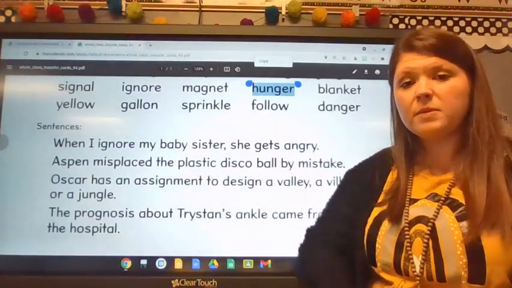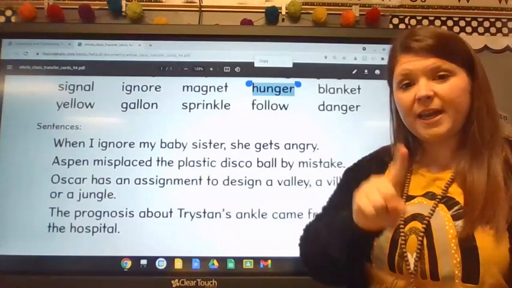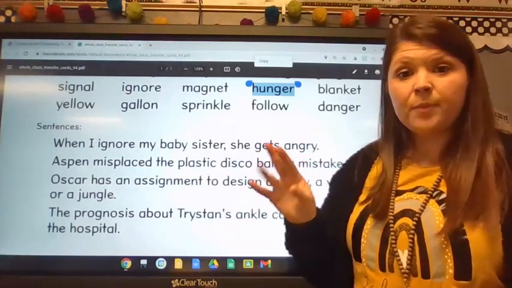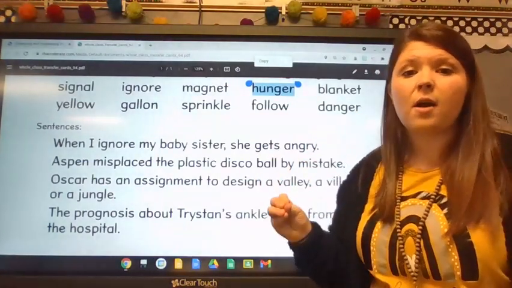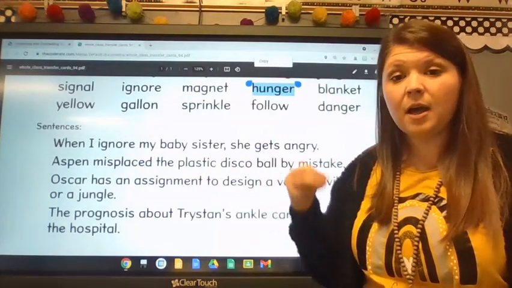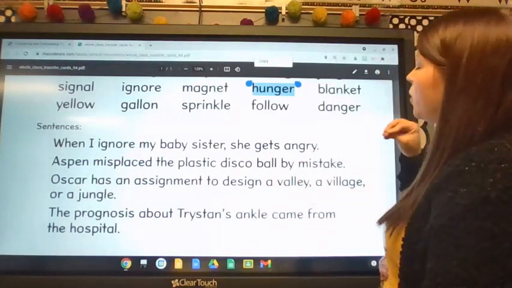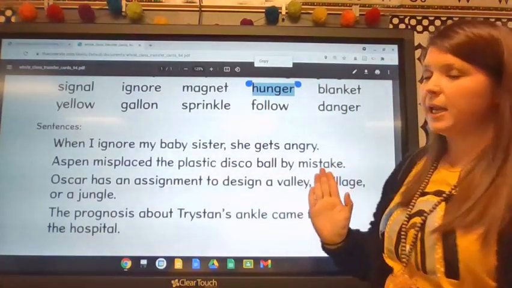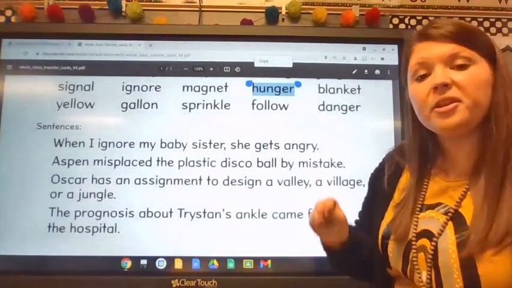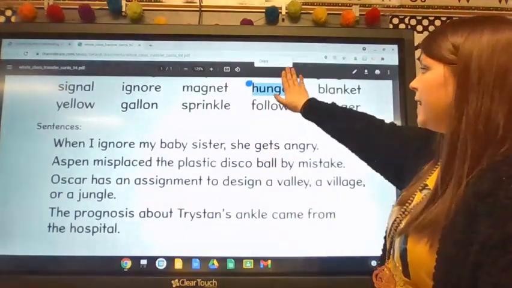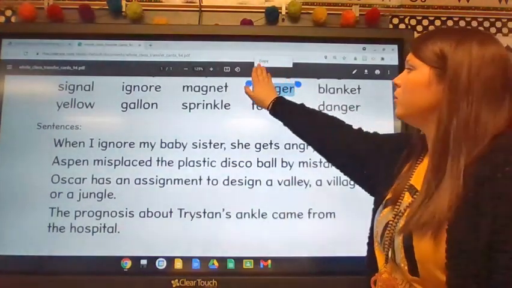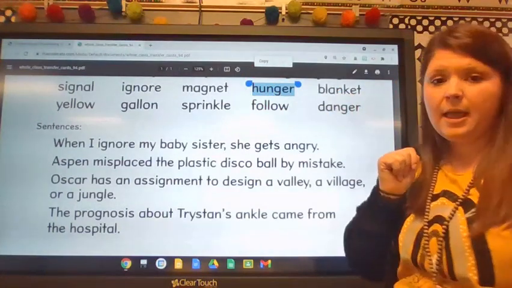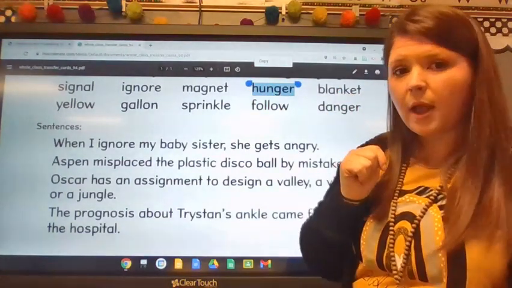Remember, when a vowel comes before N and G, or N and K, or L and L, then that has a special vowel combination. UNG says ung. Now, when we have that N and that G, it's going to split in a multisyllabic word. But remember, the vowel is still going to have that same sound. Hungry, hungry. I am hungry for lunch.